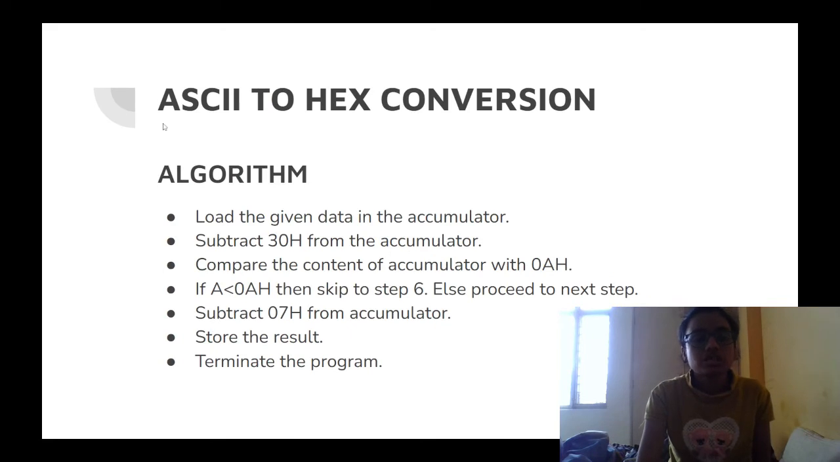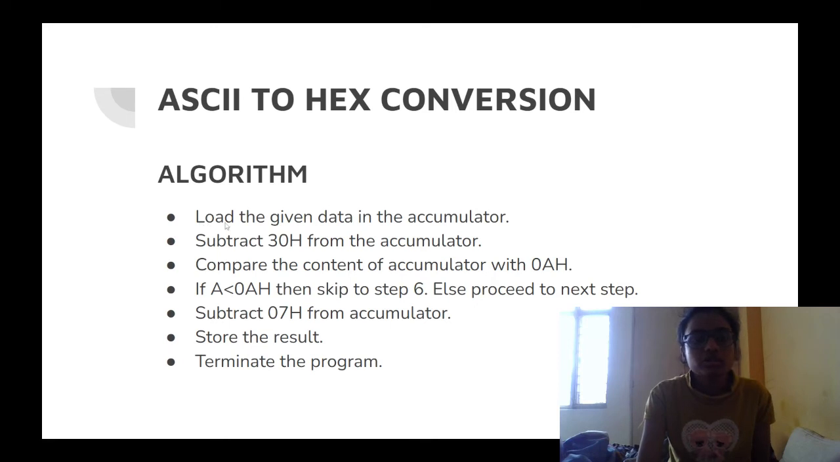So in ASCII to hex conversion, an ASCII code is given to the algorithm, and as an output, the corresponding hex number or the letter is stored. Now let's see the algorithm.